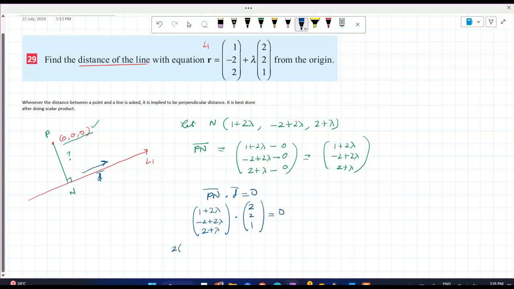Why do we take the dot product with the direction vector? What is the reason for two vectors to be perpendicular? Their dot product should be 0. If two vectors are perpendicular, then their dot product is 0. This is the condition for perpendicular.